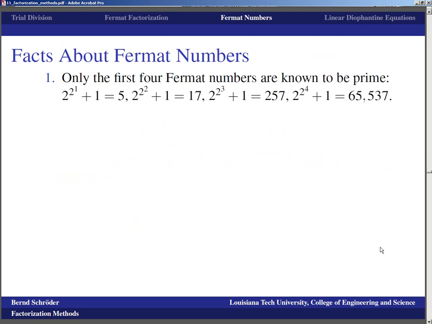Some more facts about Fermat numbers. Only the first four Fermat numbers are known to be prime, and here they are. I mean, 2 to the 2 to the first plus 1, well, that's 4 plus 1, that's 5. We have 16 plus 1, that's 17. Here it's getting a little bit more complicated, because that's 257, 2 to the 8th, 256 plus 1.